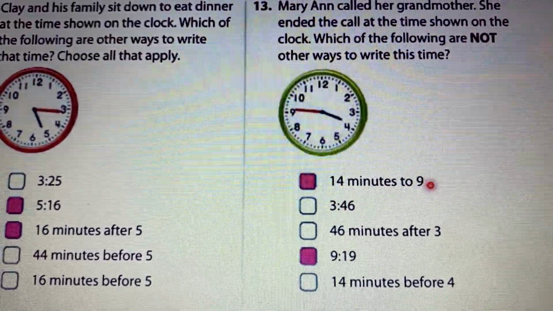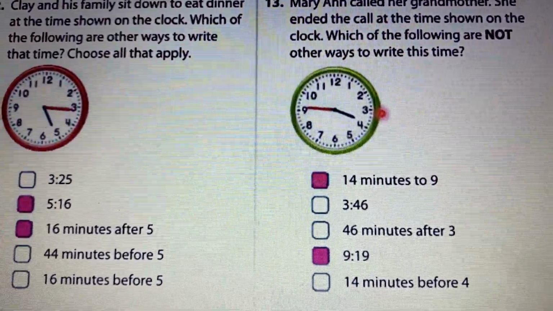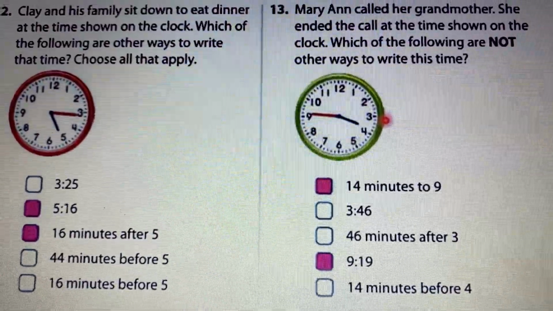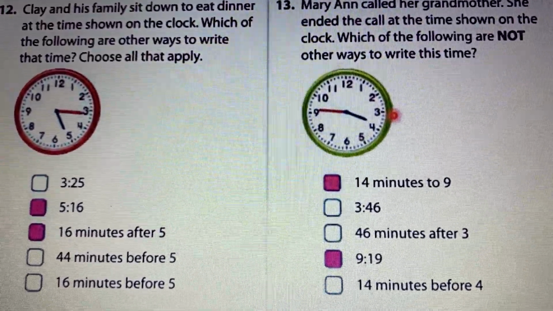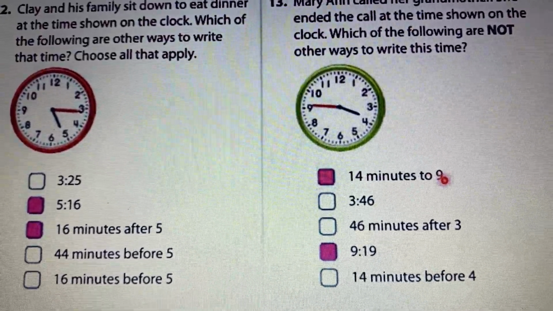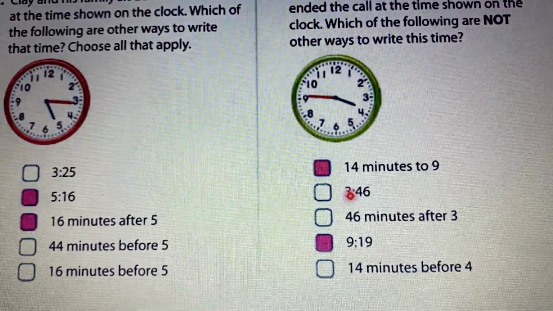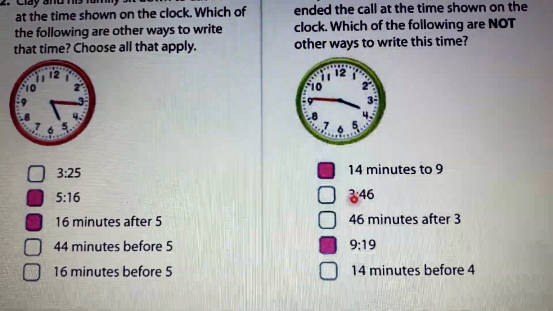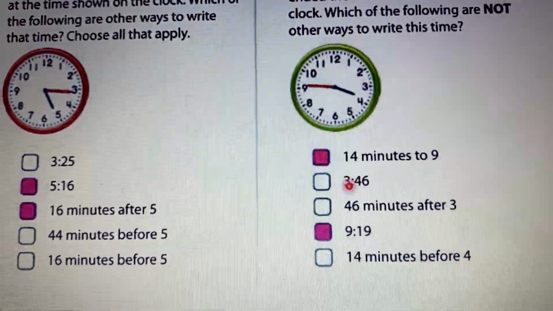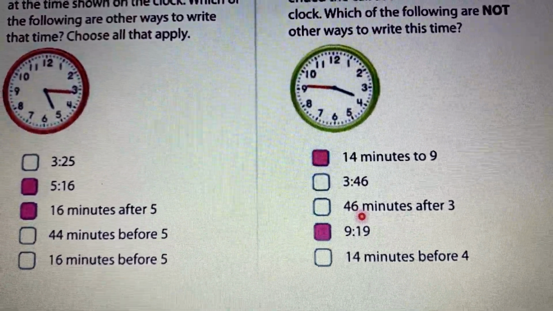14 minutes to 9. It's 3. So if I want to say how many minutes to the next hour, it's supposed to be to what? What comes after 3? Excellent, 4. So it's supposed to be 4. So is that correct? No. So check it. 3 and 46 minutes, this is the correct answer. So no, leave it. 46 minutes after 3, this is the correct answer.